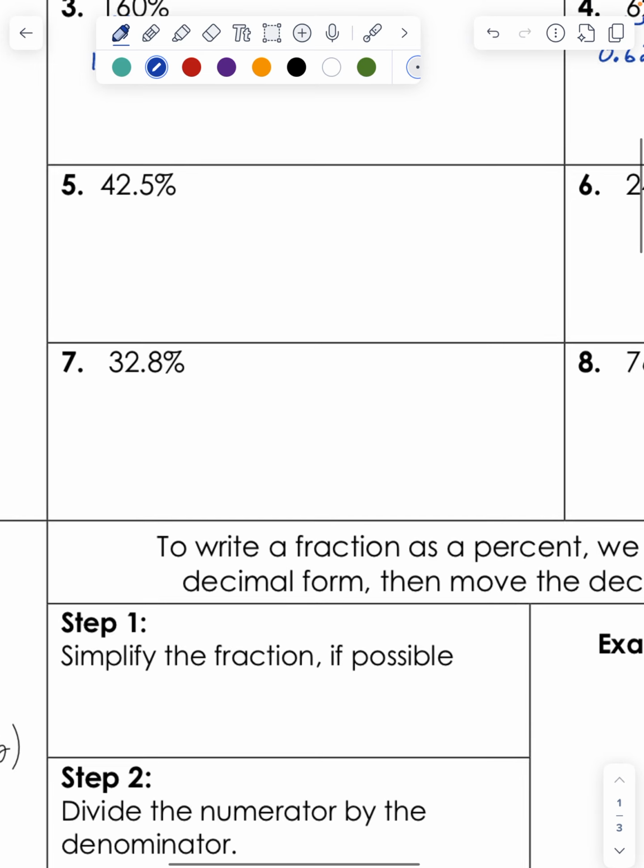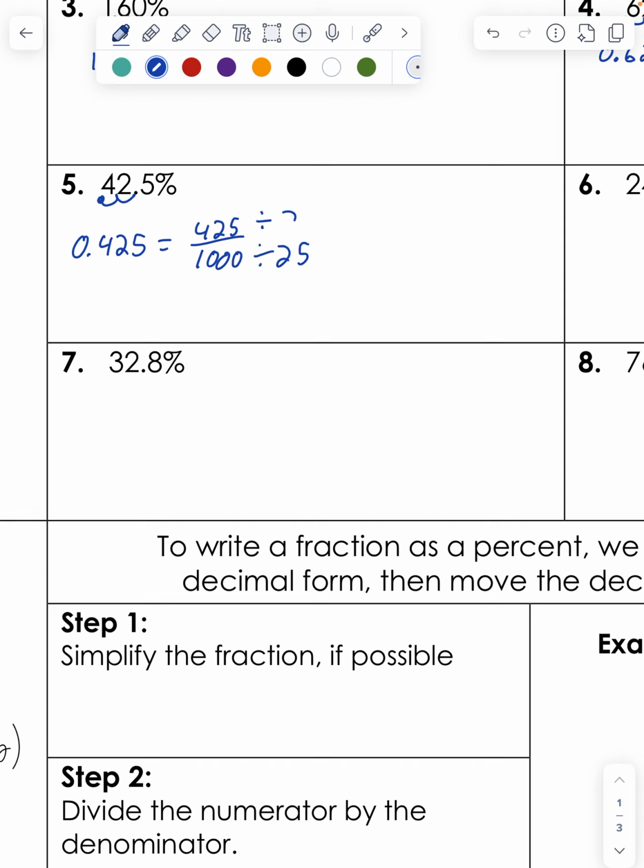Number 5, we have 42.5%. Once we move the decimal place over twice, we end up with 42.5, which is 425 thousandths. This one, 125 doesn't go into it, but the number that does go into it is the number 25. Only 25 goes into this. I believe we end up with 17/40.